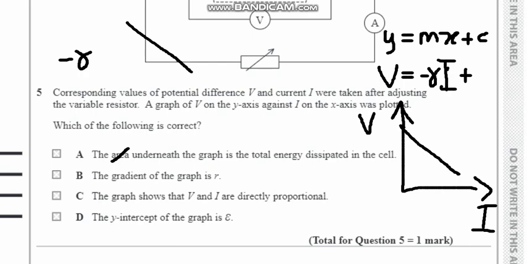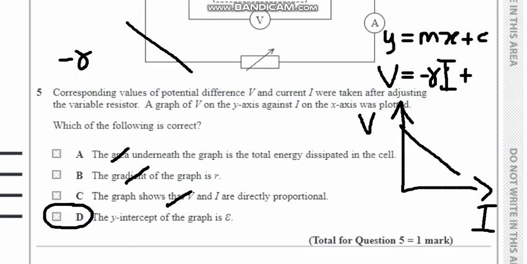The second option is the gradient of the graph is R. If you look closely, the gradient of the graph is minus R. So always remember the signs there, that's not the option. The graph shows that V and I are directly proportional. This statement can only be true when the line goes through the origin. So this is not the option, and we are left with the final one, which is the D part.